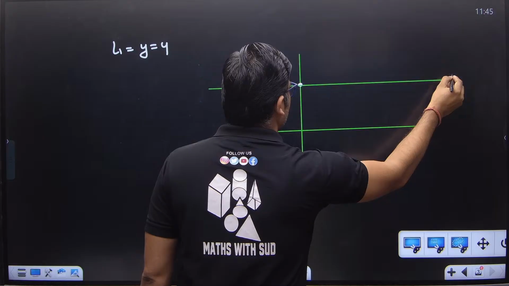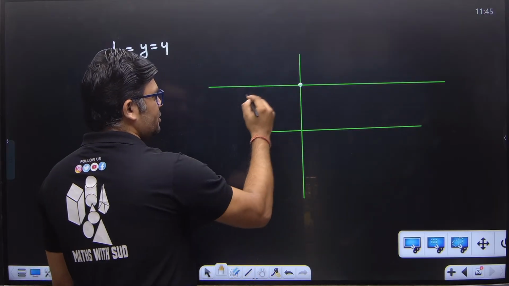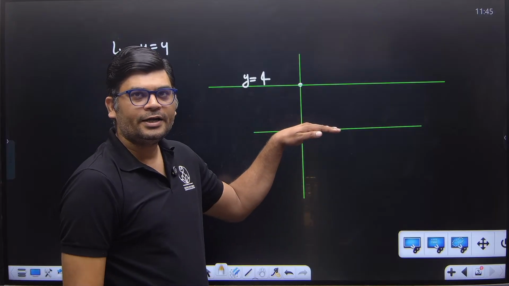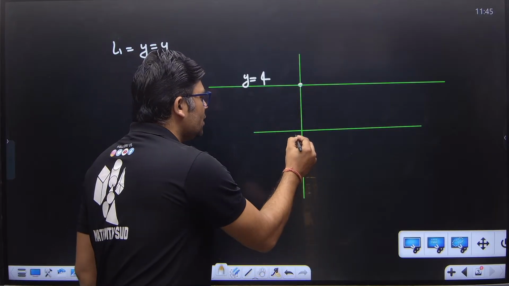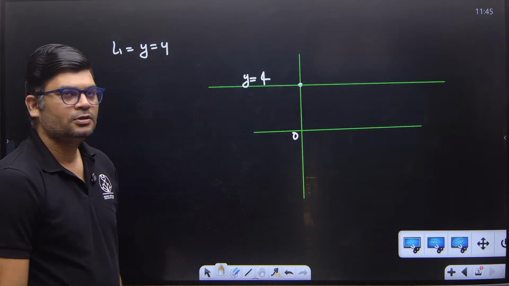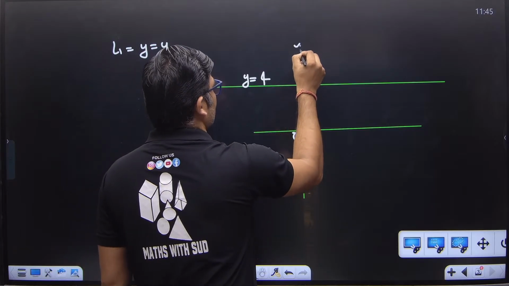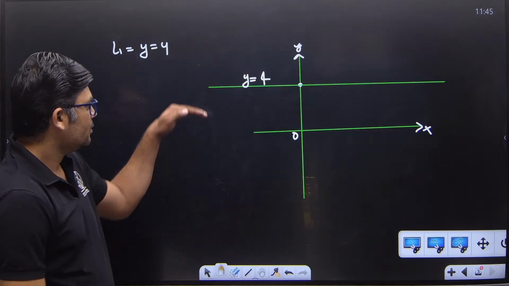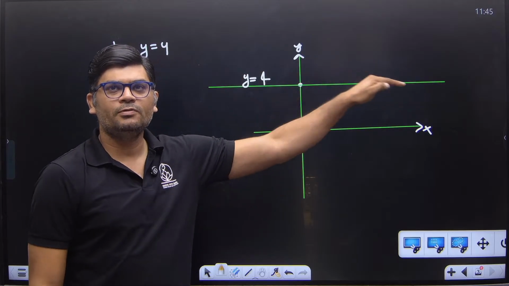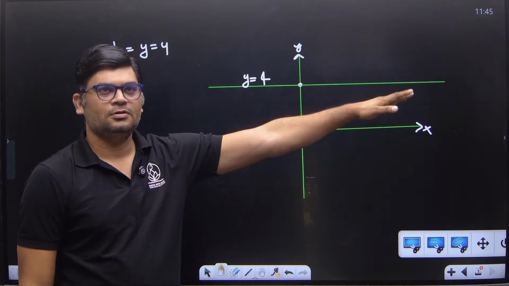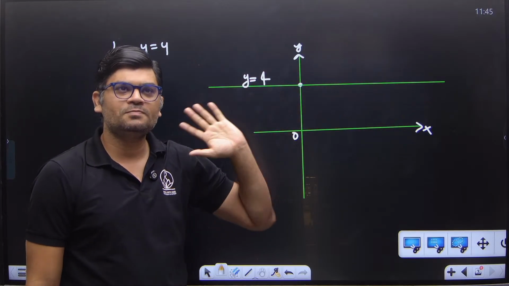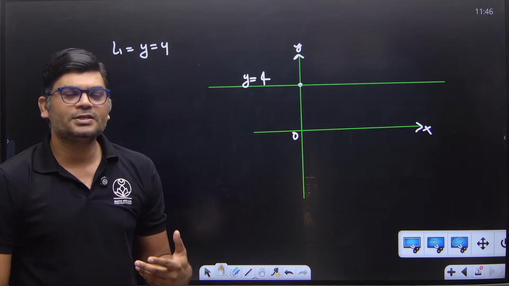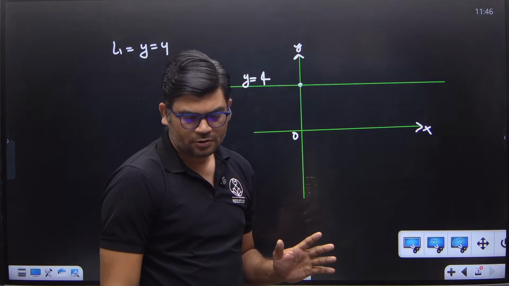Are you getting it? This is a straight line. What line is this? Y is equal to 4, at a distance of 4 units from the origin. So x is 0 because it lies on the y-axis, so this is the line parallel to the x-axis. Y is equal to 4 is always parallel to the x-axis. Slope is 0. You don't have any x coordinate, so slope is 0. Understood?